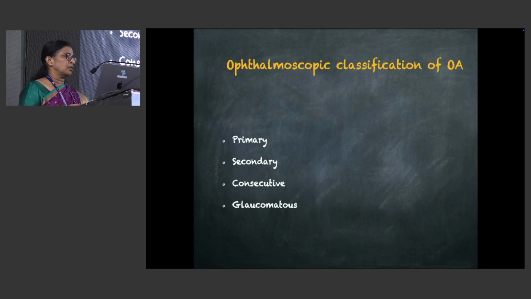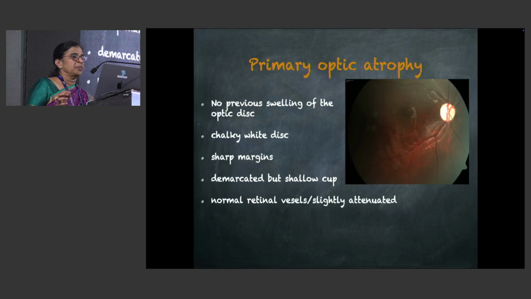So coming to the ophthalmoscopic classification of optic atrophy, we can classify it into primary, secondary, consecutive, and glaucomatous. In primary optic atrophy, there is no previous swelling of the optic disc. The optic disc is chalky white, with sharp and well-defined margins, and there will be a shallow cup. And retinal vessels are usually normal.